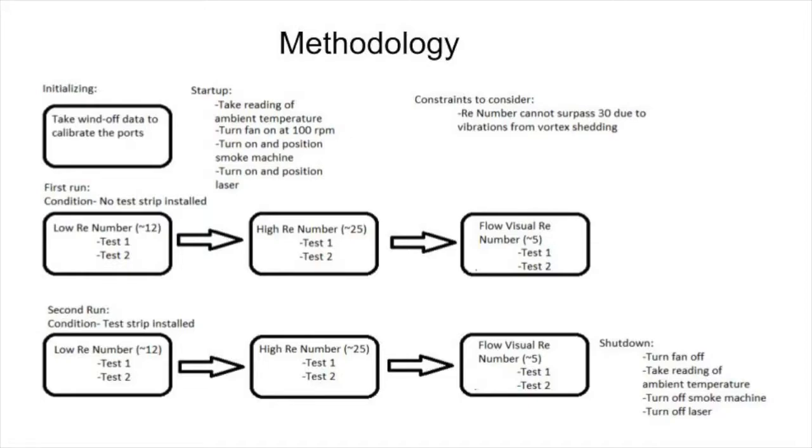This procedure is then repeated on a second run with the condition of installing a test strip, which is a plastic-like sandpaper material taped onto the cylinder with aluminum duct tape. Data is recorded for both low and high Reynolds numbers and a flow visual, following the same procedure and taking 2 sets of data for each speed.